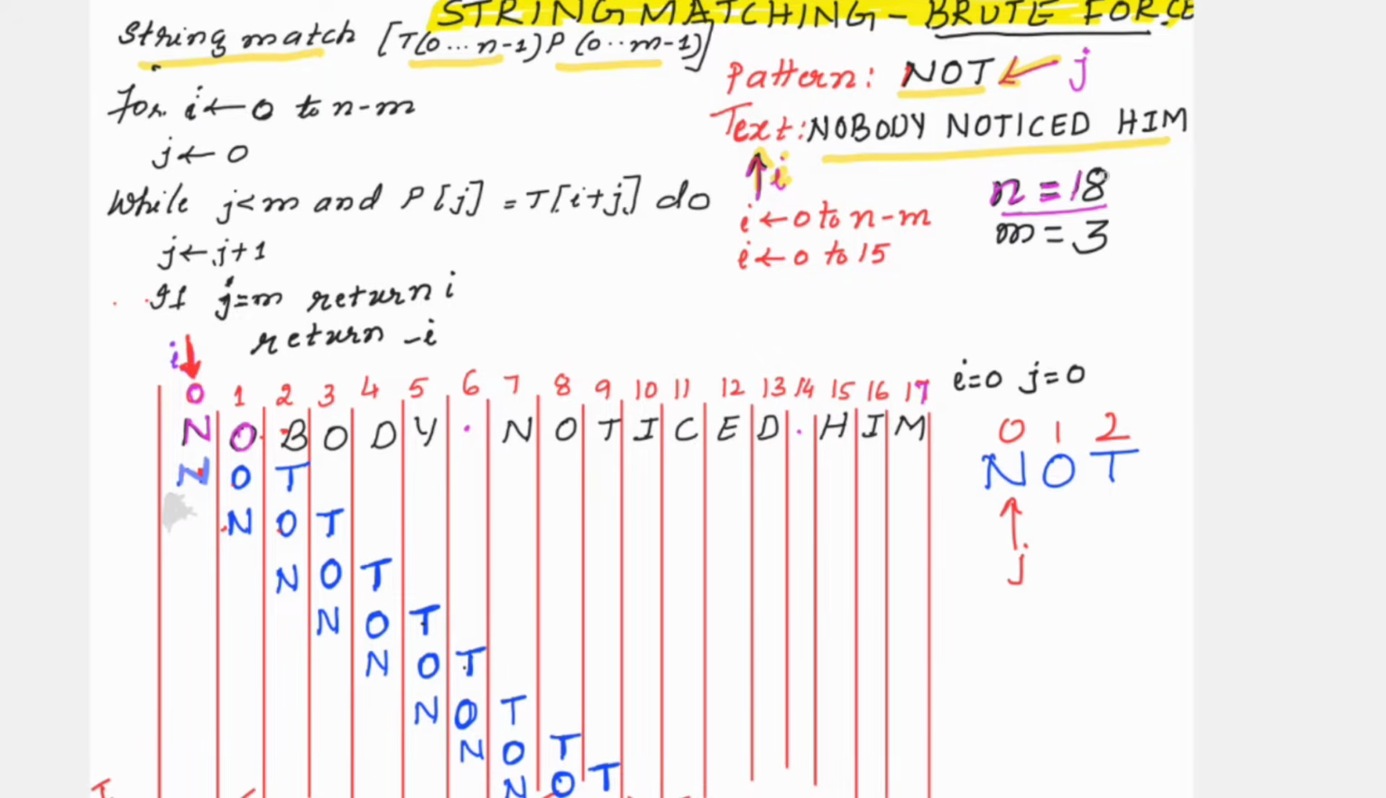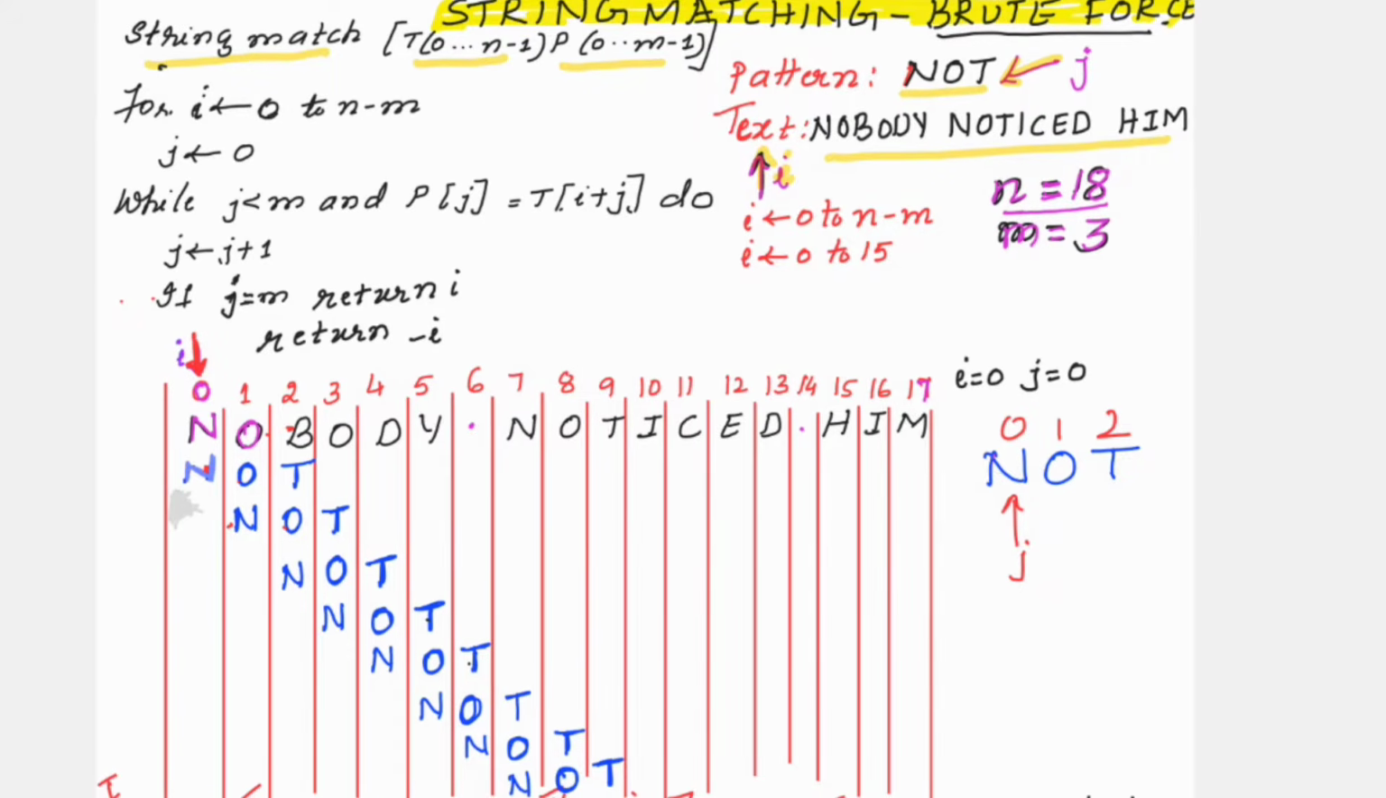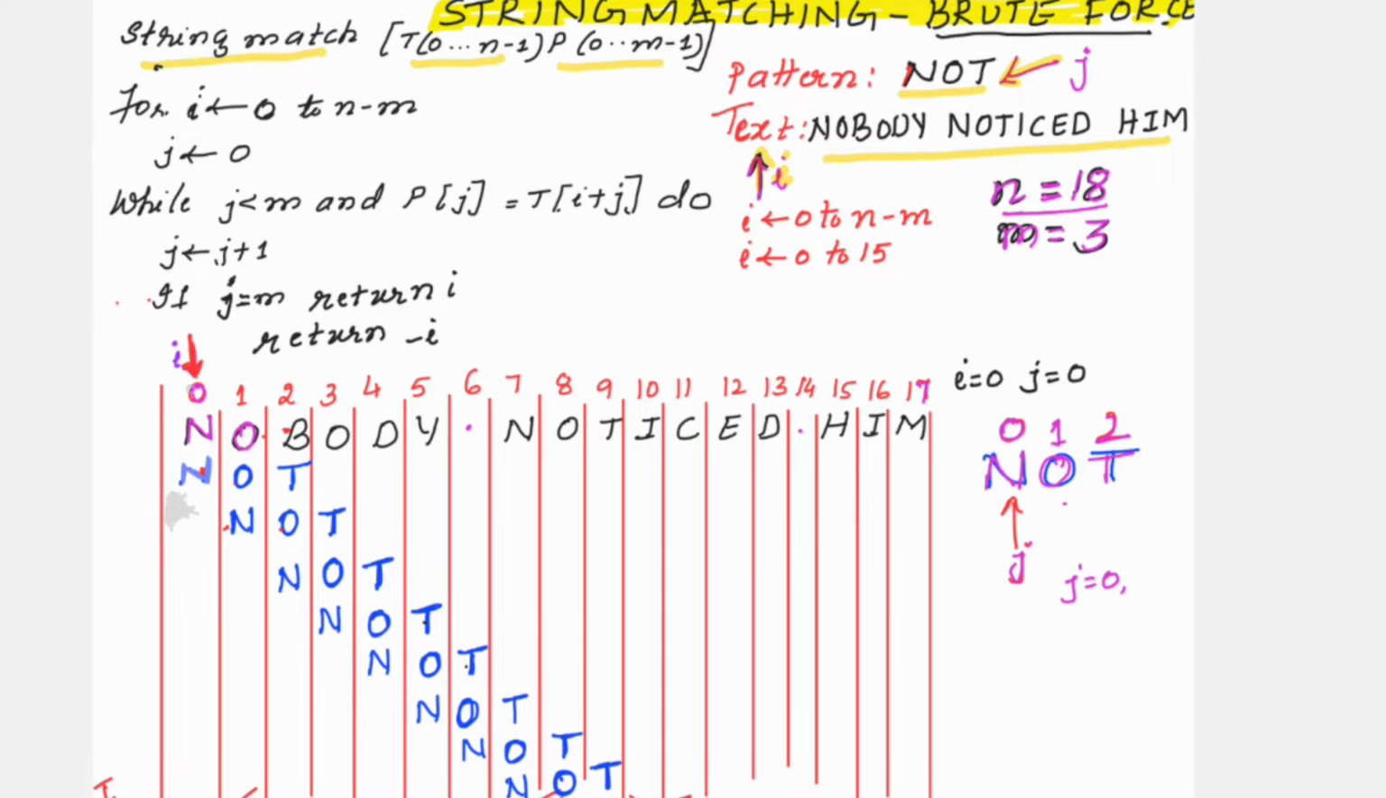n is the variable used to represent the number of letters in the text and m is the variable used to represent the number of letters in the pattern. Here we have 3 letters in the pattern, NOT. So when you start indexing, it will be from 0 to 2, and you are using j. Initially j equals 0, then j equals 1, j equals 2. For the text you start the indexing from 0 and it ends at 17. So n equals 18, and i is pointing to the first letter of the text, which is N, and j will be pointing to the first letter of the pattern, which is N.